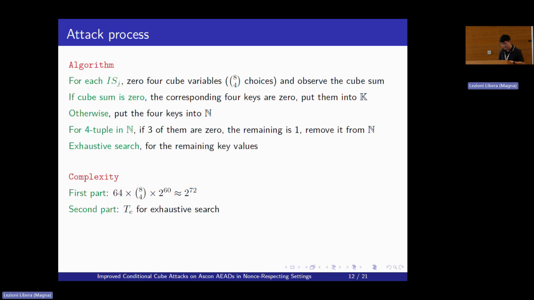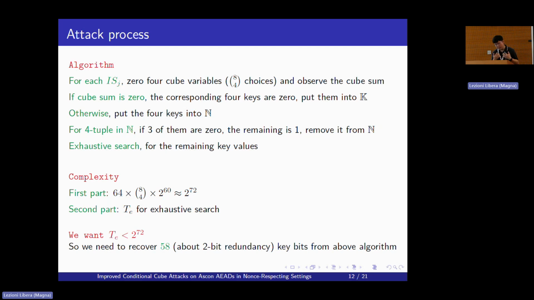So the whole complexity consists of 2 parts. The first part is the complexity from the algorithm. The second part is the exhaustive search after the algorithm. Of course, we want the exhaustive search complexity to be less than 2^72, because the first part's complexity is already there and we cannot reduce it. So we do not want the exhaustive search to become the dominant part.